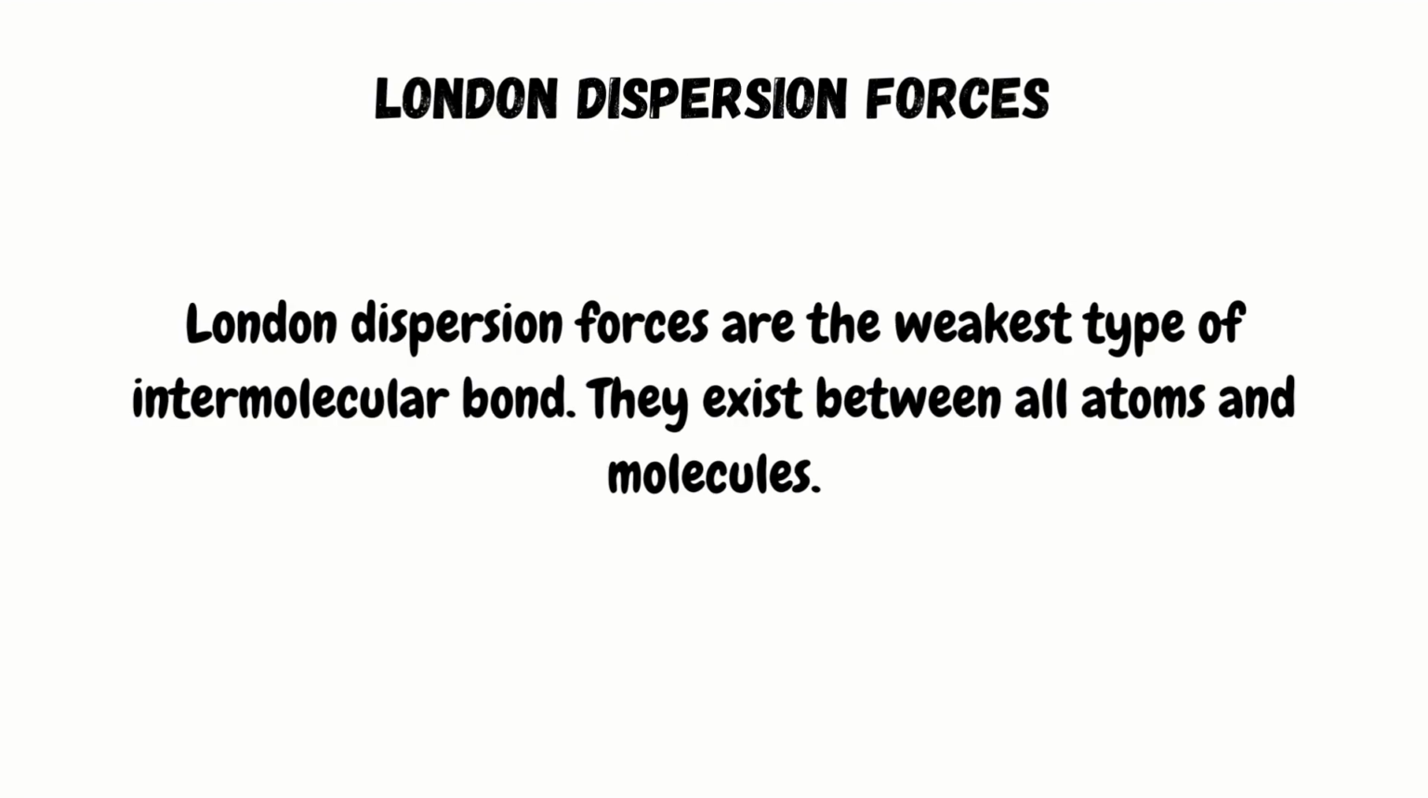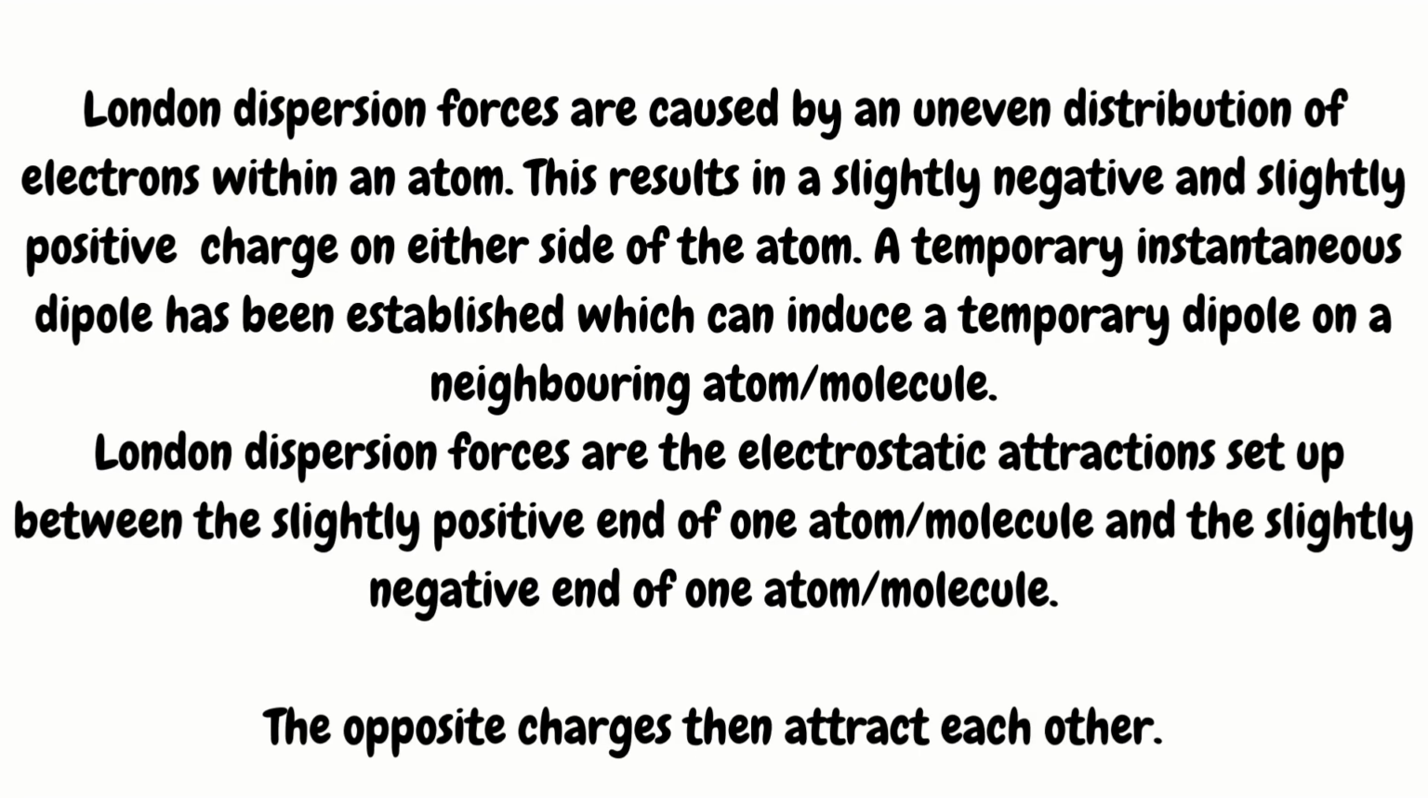Let's first look at London dispersion force. London dispersion forces are the weakest type of intermolecular bond. They exist between all atoms and molecules. These are caused by an uneven distribution of electrons within an atom. This results in a slightly negative and slightly positive charge on either side of the atom. A temporary instantaneous dipole has been established, which can induce a temporary dipole on the neighboring atom or molecule. London dispersion forces are the electrostatic attraction set up between the slightly positive end of one atom or molecule and the slightly negative end of the other atom or molecule. These opposite charges then attract each other.